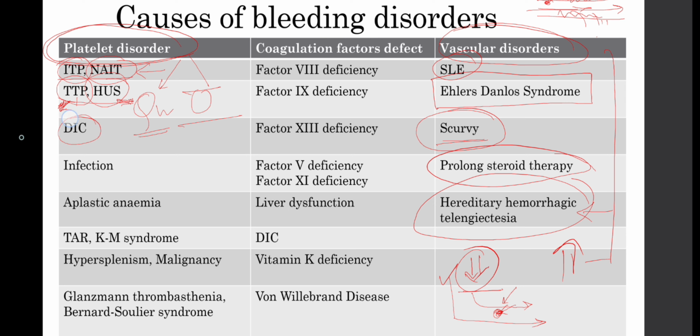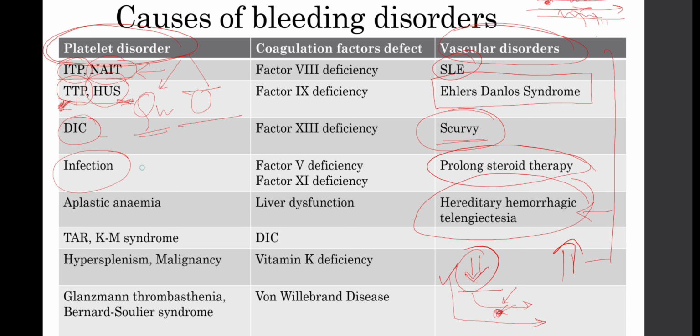DIC is very important. In DIC there is a decreased amount of platelets, because the body has a huge amount of sepsis or other metabolic problems, in which the production of the platelet is decreased and also the consumption of the platelet is increased, because there is a huge amount of bleeding going on.